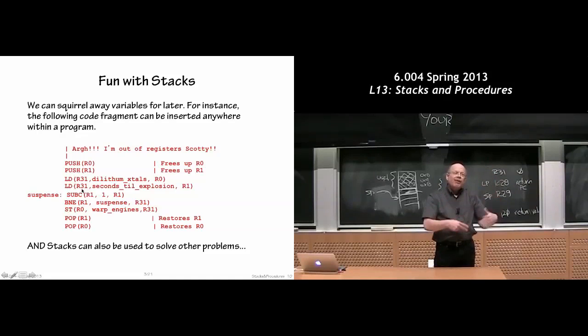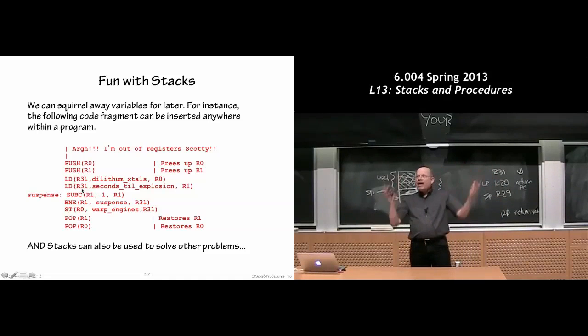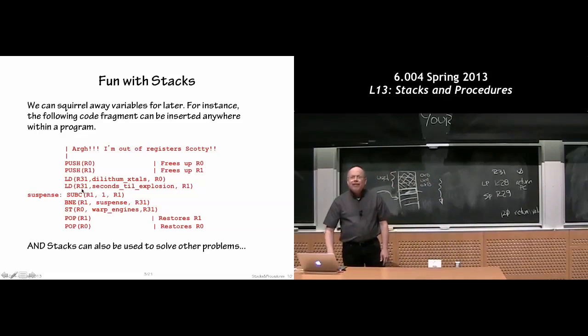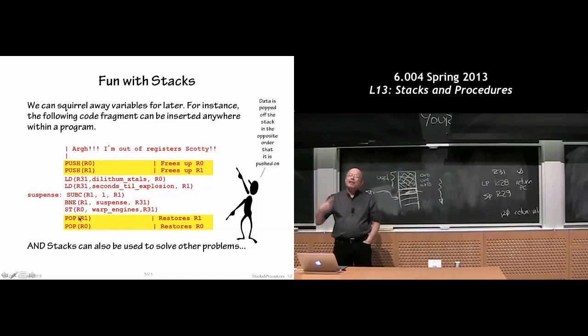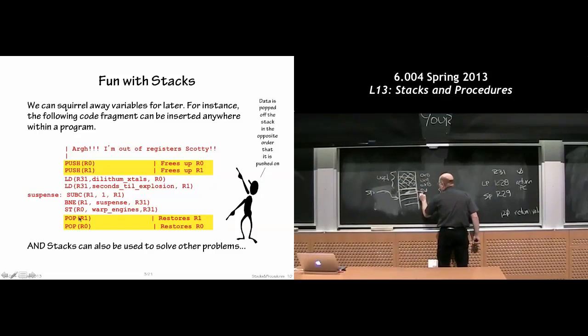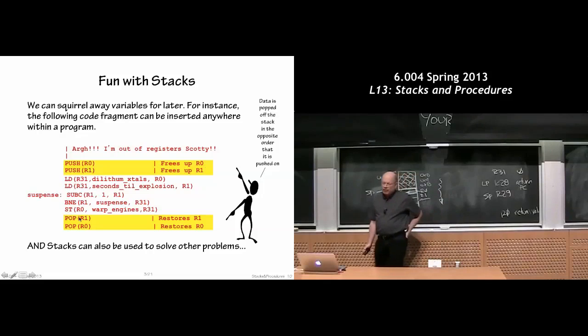Those two pushes put R0 and R1 on the stack. I can now go ahead and use them because I've saved away the values that were in them. And when I'm done, I pop them back out, right? So everybody's happy. Whatever was in R0 and R1 is now back in them, even though I've borrowed them temporarily for a set of instructions. And notice that the pushes and pops happen in opposite order. I pushed R0, I pushed R1, and then when I pop them, because now the stack pointer is here, I'm going to pop in reverse order. And that's what the last in, first out discipline is all about.